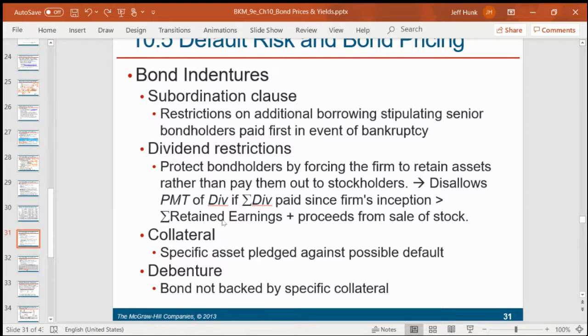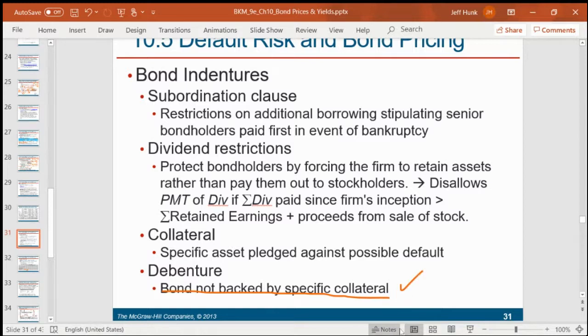This allows payment of dividends if the sum of all the dividends paid since firm's inception is greater than the sum of the retained earnings plus proceeds from the sale of stocks. Okay, collaterals. Usually, bond is a debenture. What's a debenture? Debenture is a debt that is not backed by specific collateral.